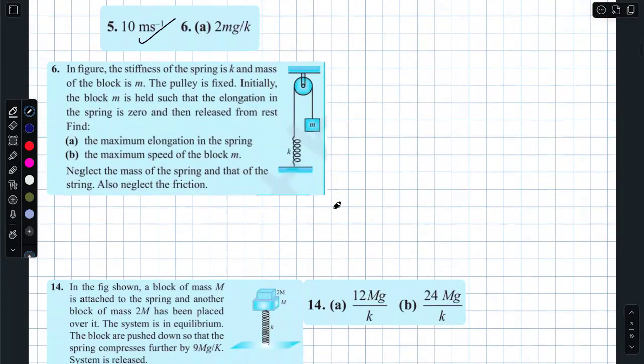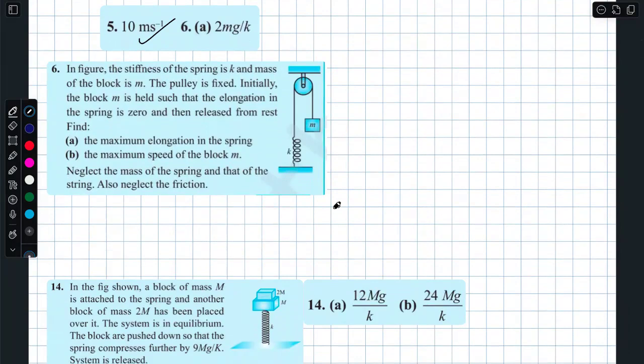In the figure, the stiffness of the spring is K and the mass of the block is M. The pulley is fixed. Initially, the block M is held such that the spring is relaxed. If the block comes down by Y, it is the same elongation in the spring.